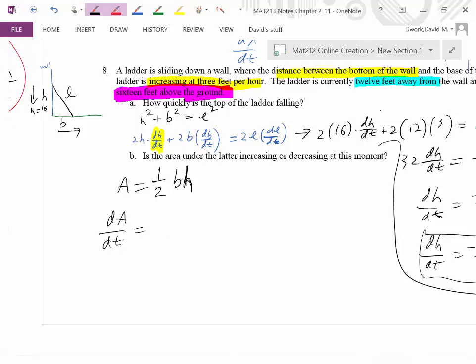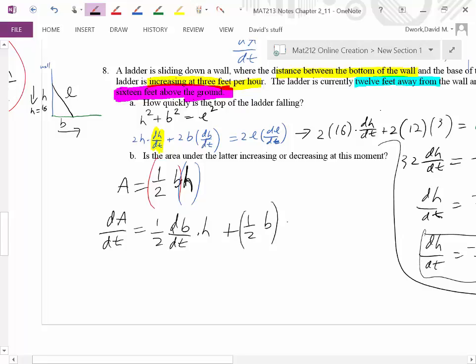All right, so I'm going to split this up into two separate functions. There's one function, and there's the other function multiplying. So the first one would be 1/2. The derivative of b would be 1, and then dB/dt. We did the derivative of the first function, leave the second function alone. Then plus, now leave the first factor alone and do the derivative of the second. What's the derivative of h? 1 dH/dt.